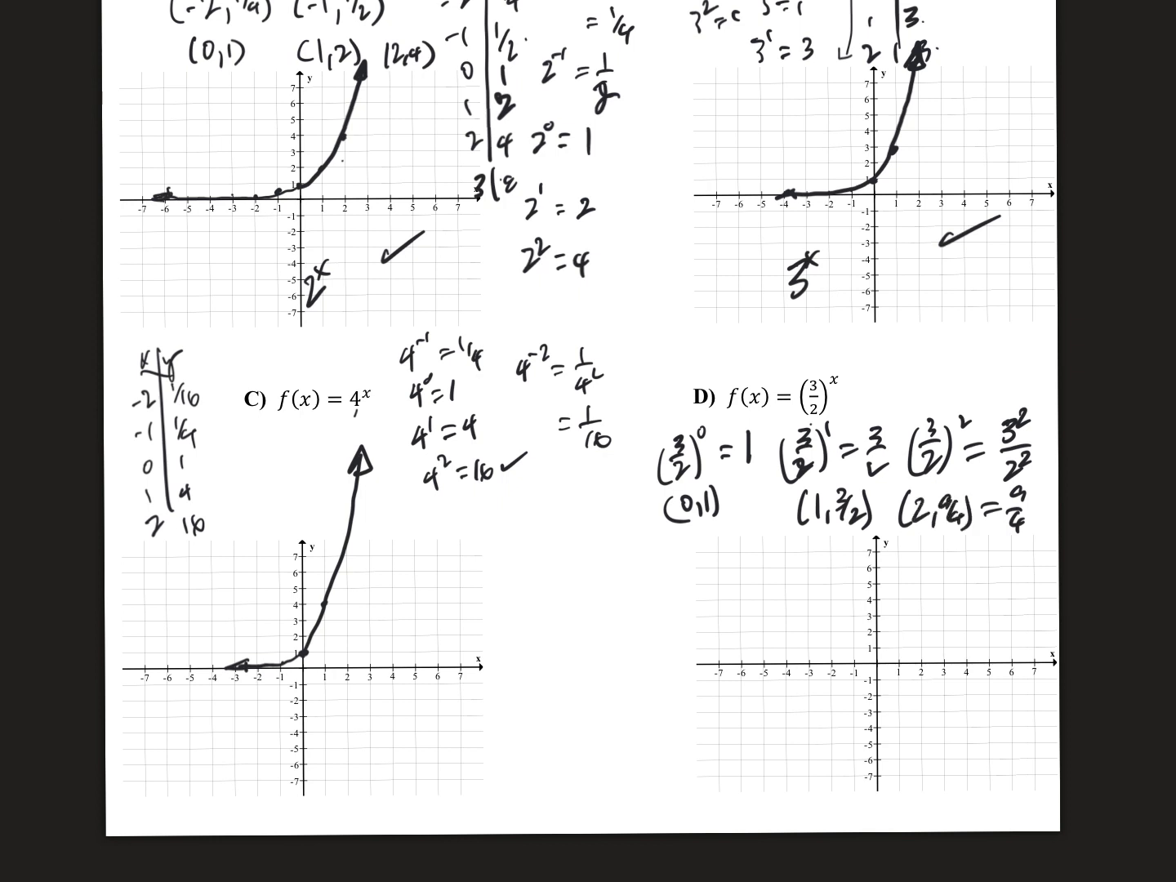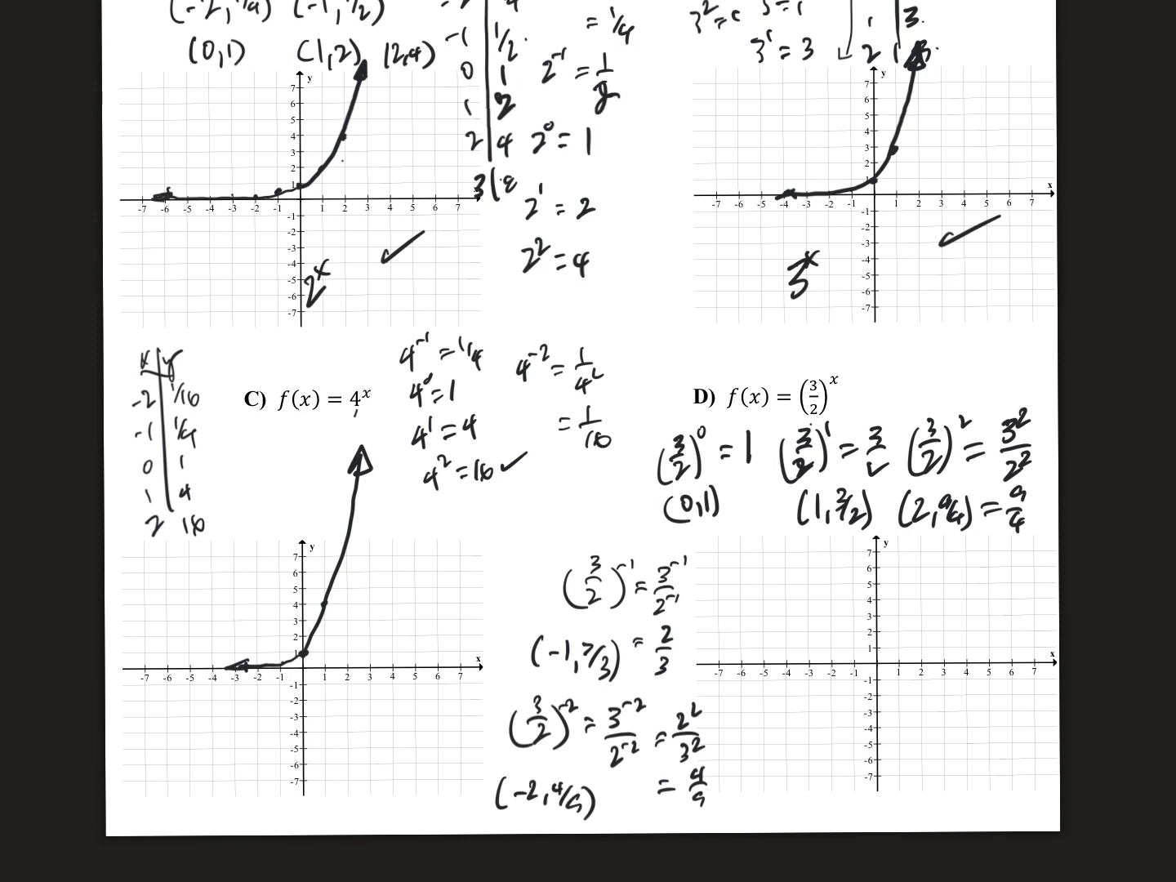Okay, so you can see it getting bigger. On the negative side, if we take 3/2 and raise it to the negative first power, this will be 3 to the -1 over 2 to the -1, and flipping things through, we end up with 2/3. So -1 and 2/3. And if we did that to the -2 power, we're going to get 3 to the -2 over 2 to the -2, which is 2 squared over 3 squared. We end up with 4/9. So -2 and 4/9.